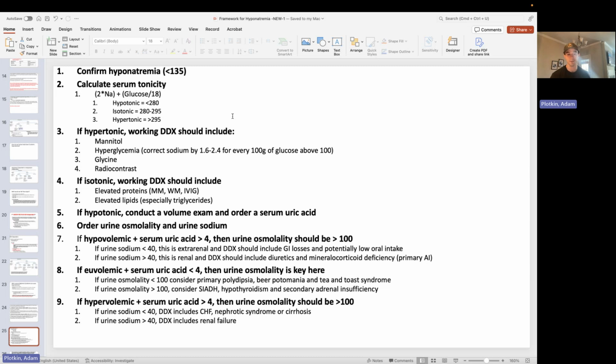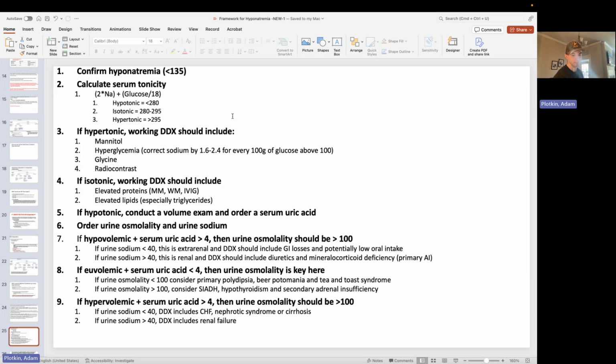If the patient is euvolemic and their serum uric acid is less than 4, then the urine osmolality is going to be the key here. If the urine osmolality is appropriately dilute, less than 100, you want to consider ADH has been appropriately inhibited. All that water staying in the tubular system, we want to consider primary polydipsia, beer potomania, and tea and toast syndrome. So get a further history. Does the patient have psychiatric disease? Are they heavy alcoholics? What are they eating on a regular basis?